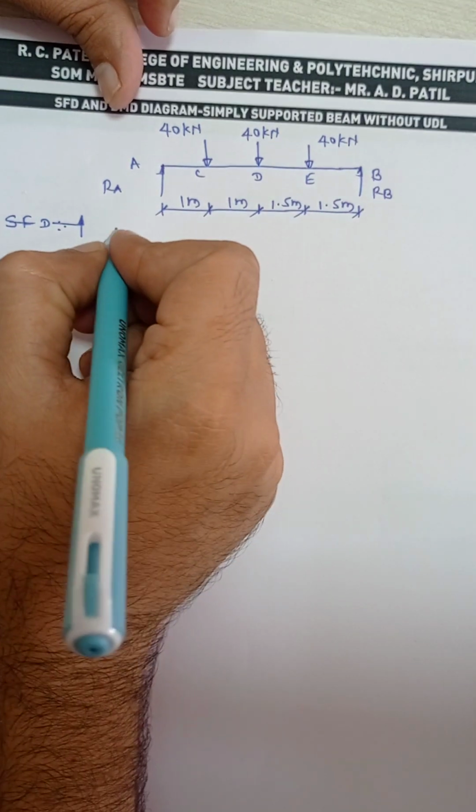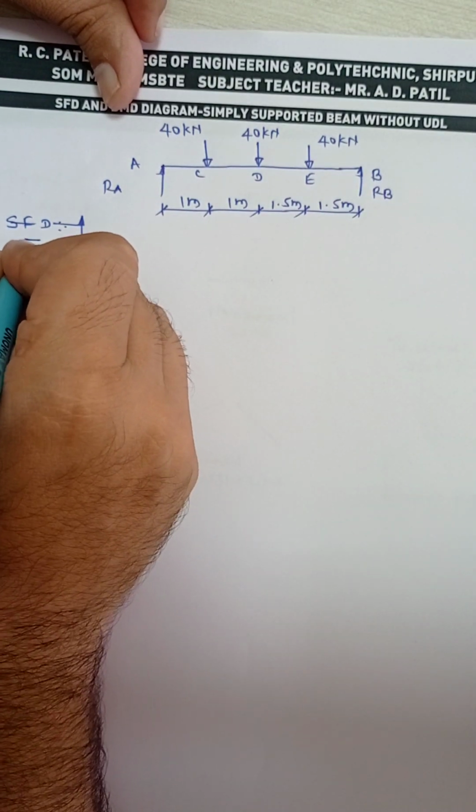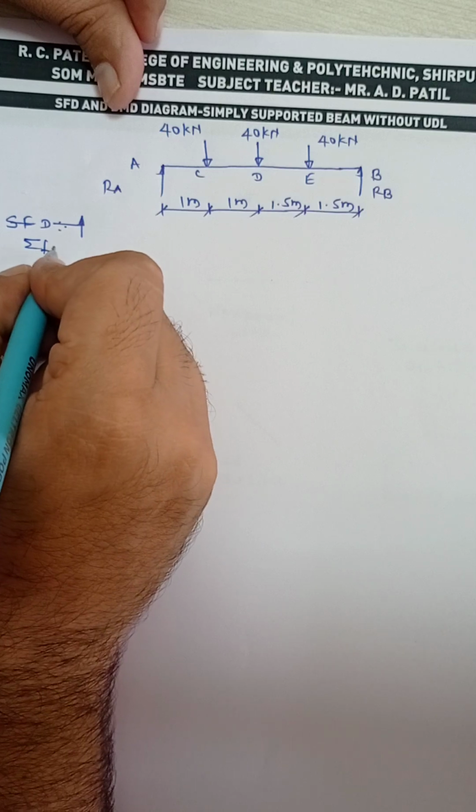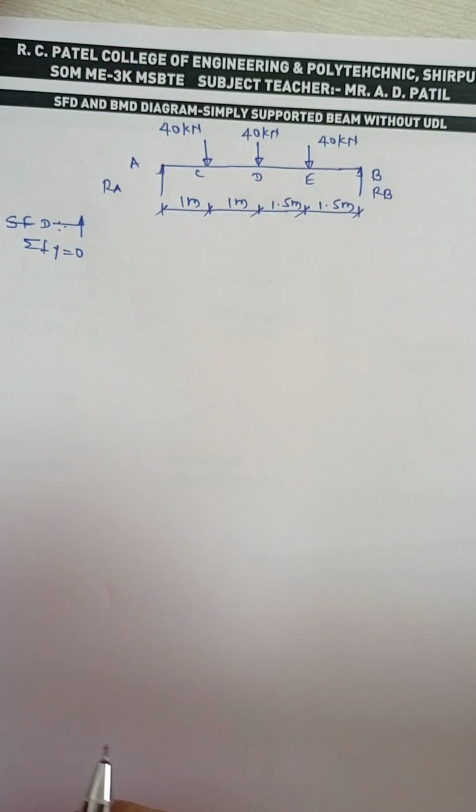So first condition will be the summation of f of y equal to 0. There are three analytical conditions: summation of f of y equal to 0, summation of f of x equal to 0, and summation of moment about reference point equal to 0. So we have to use only two analytical conditions. Reason: because there are only two unknowns.